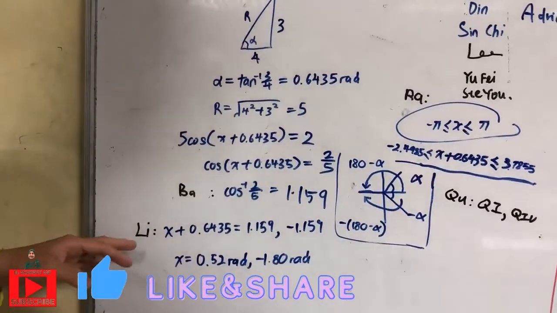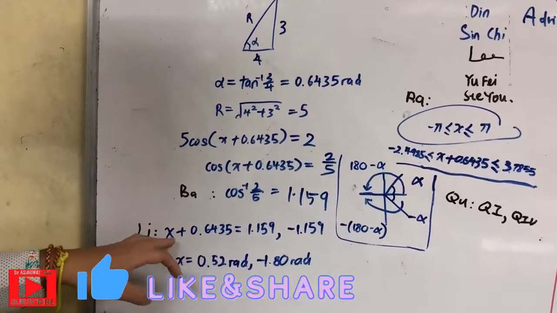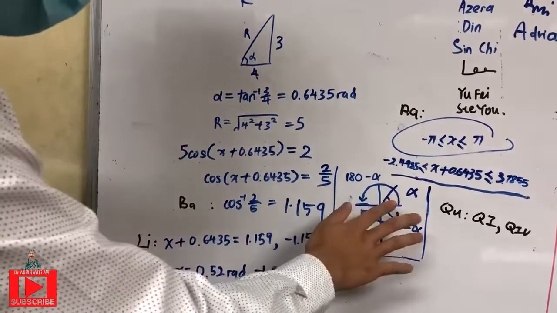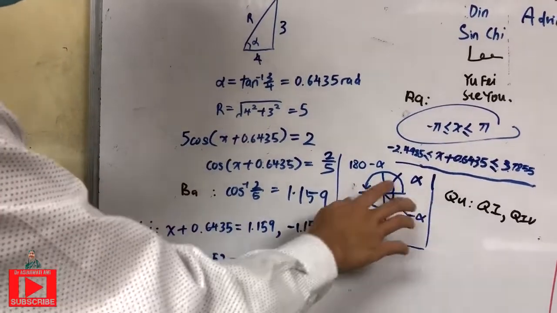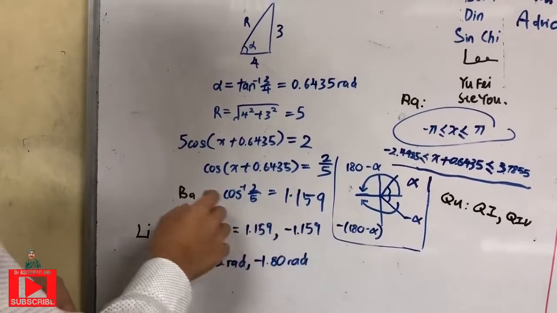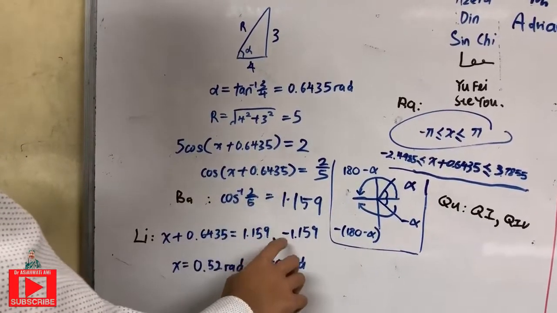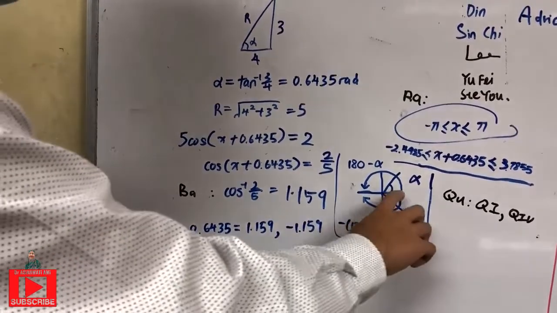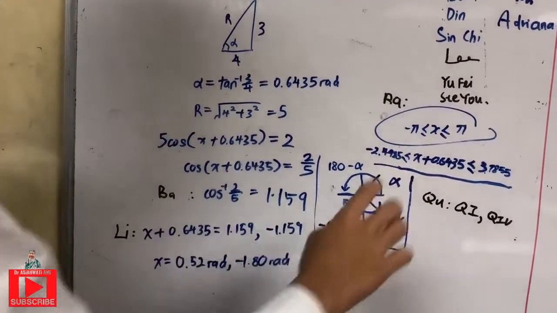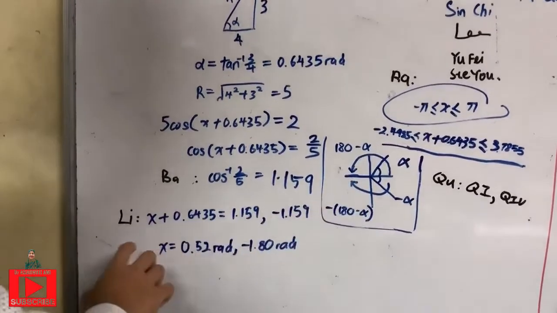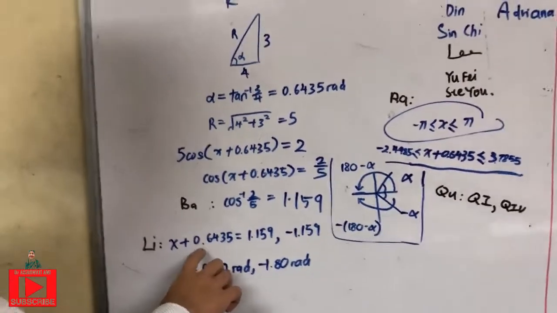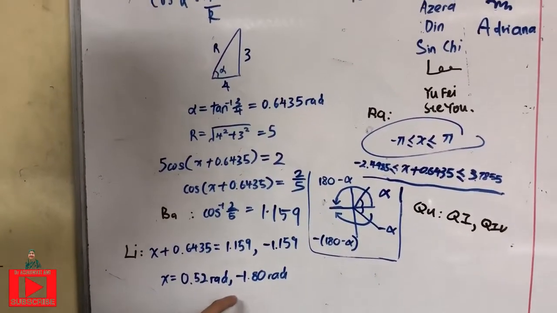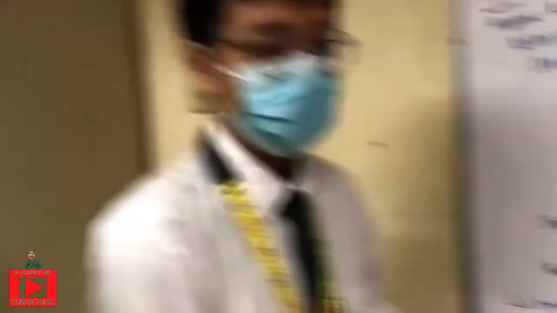So at last, list all the angle. X plus 0.6435 will get 1.159, which is the first quadrant, the angle, which is equal to the basic angle, and also the fourth quadrant, negative 1.159, because it is in the opposite direction. So at last, we minus 0.6435, and we'll get x will equal to 0.52 and negative 1.8 radian. Okay.